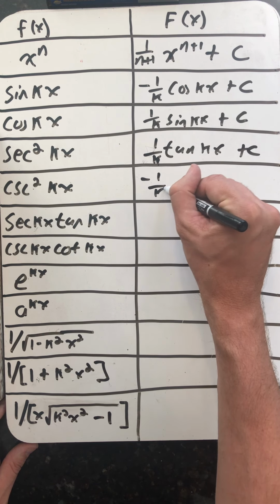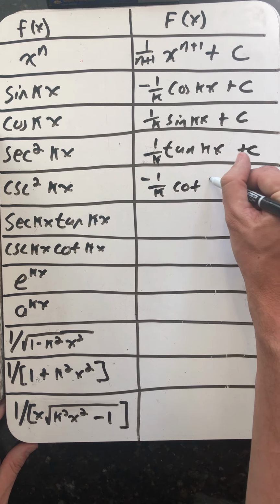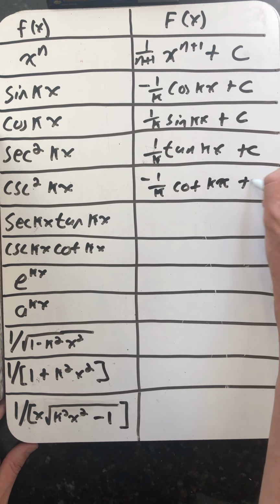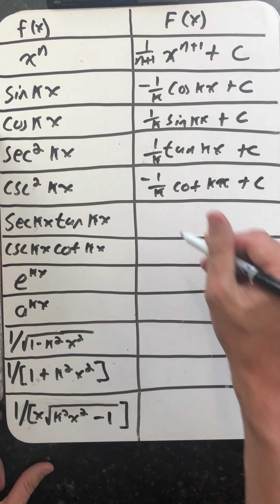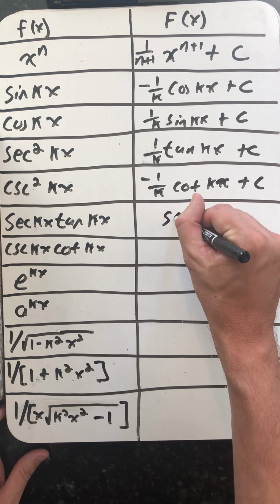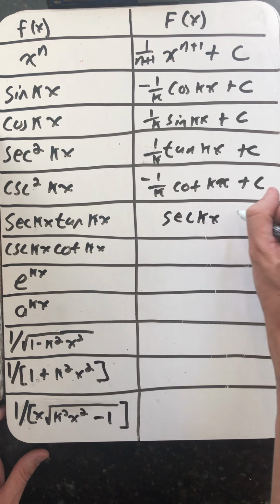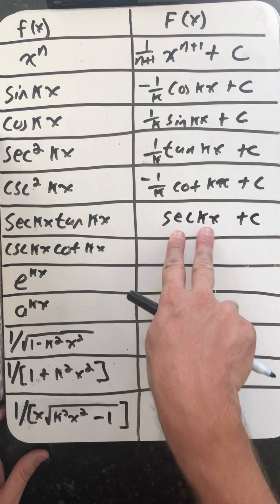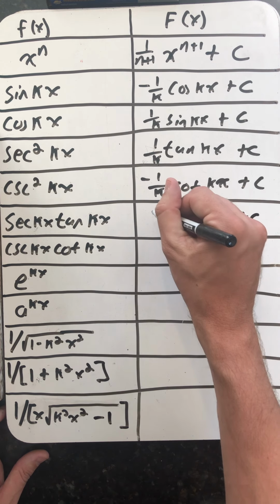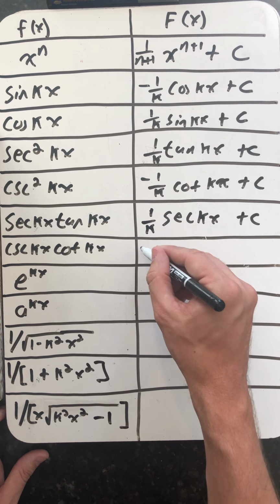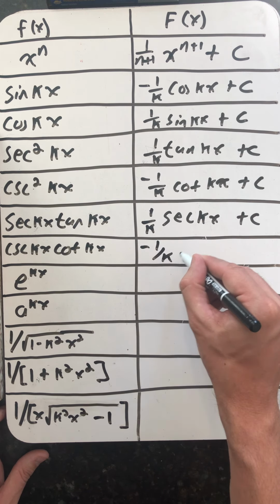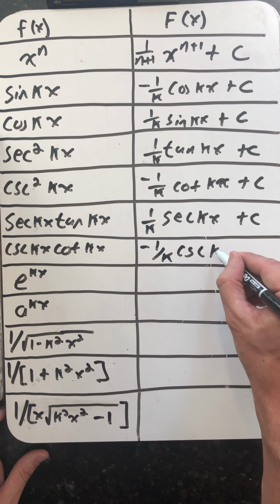For the same reason, I can go on and write down the most general antiderivative of cosecant squared. Looking in this next spot, I need a function whose derivative is secant times tangent. Of course, that would be secant plus c. But again, if I take this derivative, I'd end up with an extra factor of k, so I have to undo that. And again, the same reasoning we've been using here will help me out with this spot.